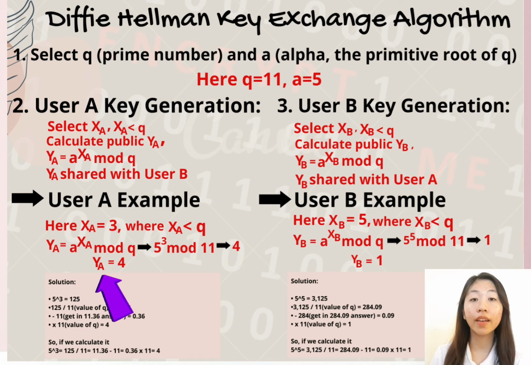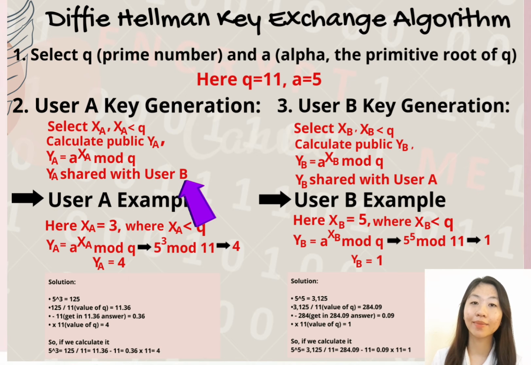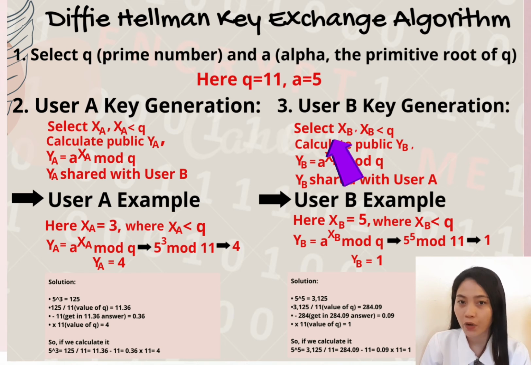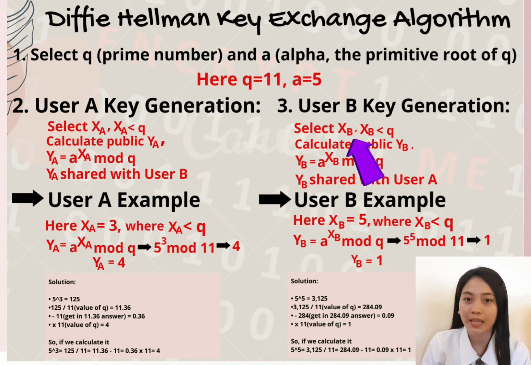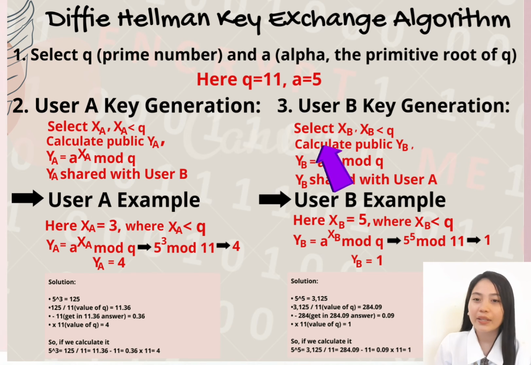And this is also in step 2, as I've said a while ago, that YA is shared with user B. So step 3, user B key generation, select XB. So there must be a value of XB and the condition is XB less than Q. We all know that the value of Q is 11. So whatever the value of XB, it is always less than Q. Now, calculate public YB. YB is equal to alpha raised to XB mod Q. And then, YB is shared with user A.